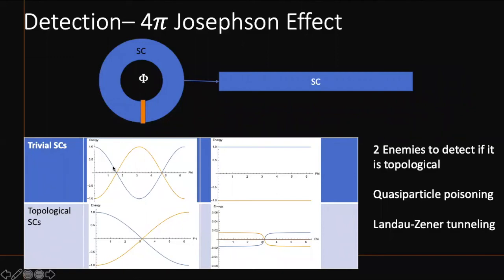And the measurement is done in this line, and finally, what do you get? All right, it goes to the highest point, and you think, wow, it's a topological one, but actually, it's just a trivial superconductor.